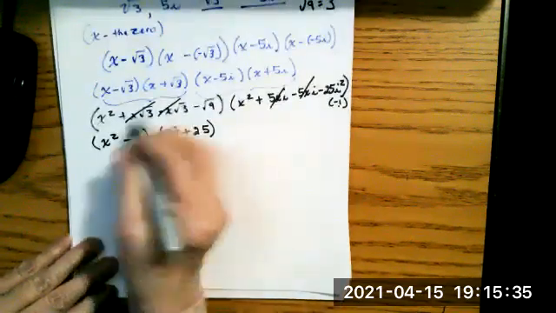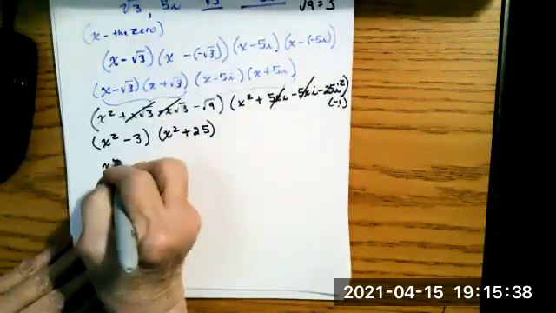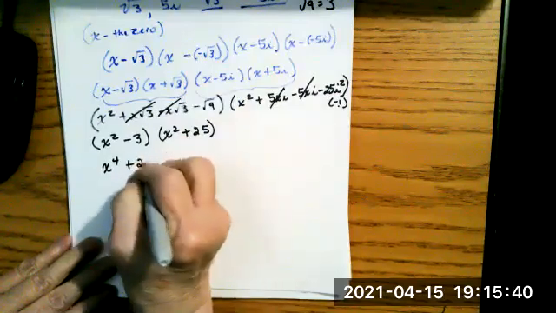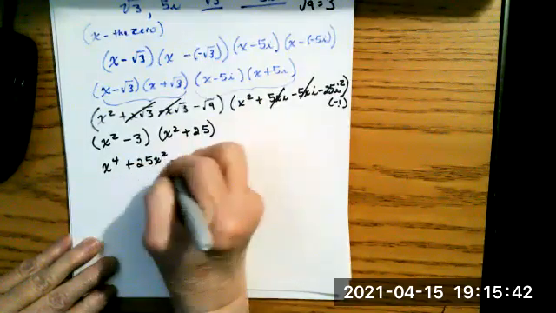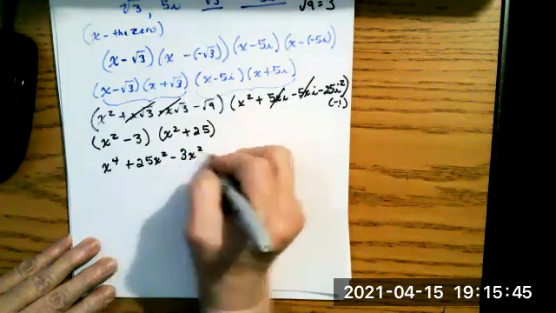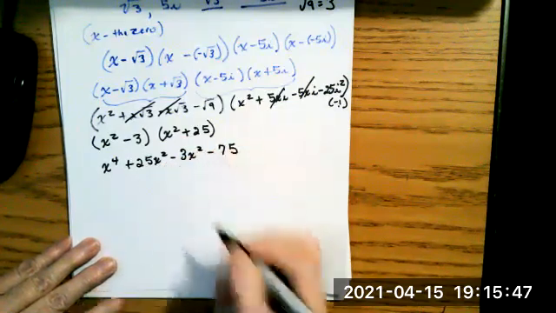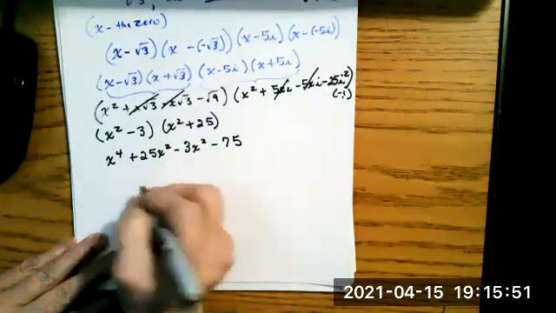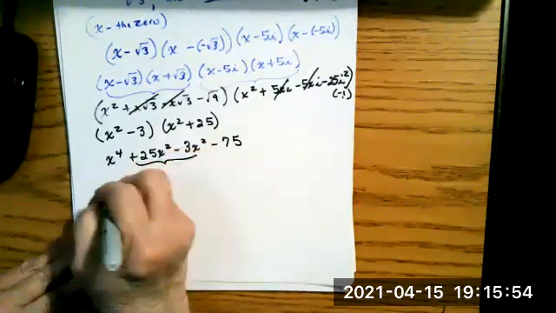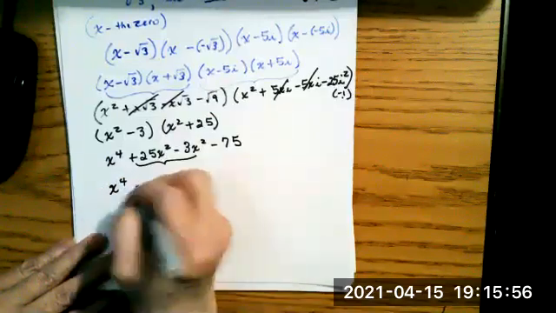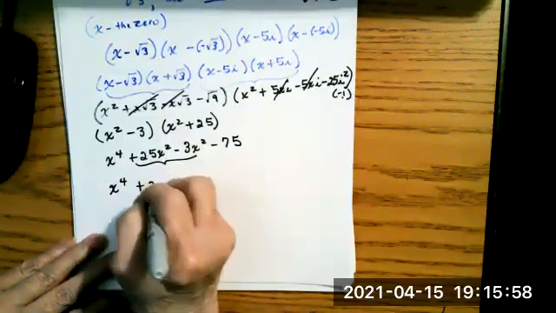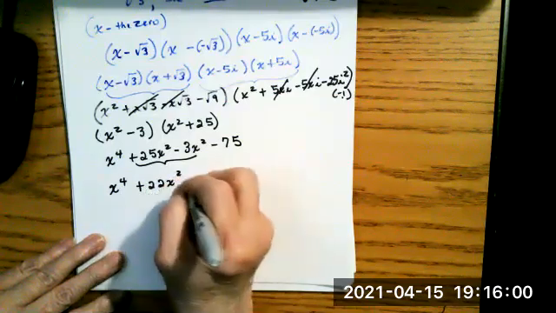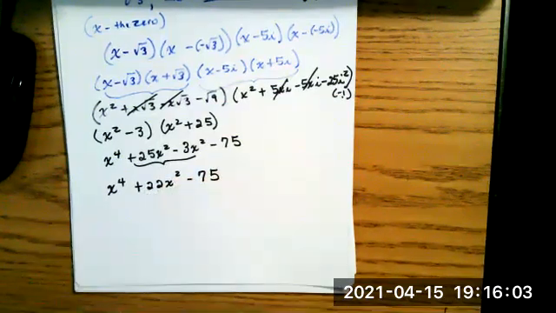Okay, now that I'm ready to multiply these, I get x to the 4th plus 25x squared minus 3x squared minus 75. So I think these two in the middle will combine, and I'll end up with x to the 4th plus 22x to the 2nd minus 75. Okay, so what do you think about that one?